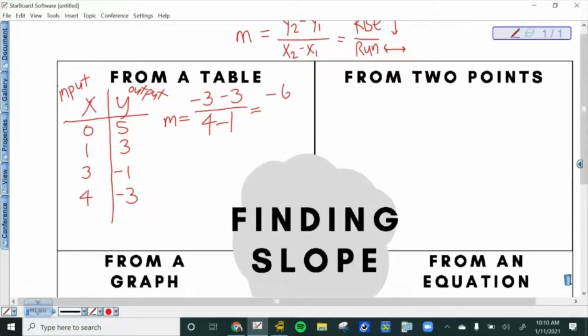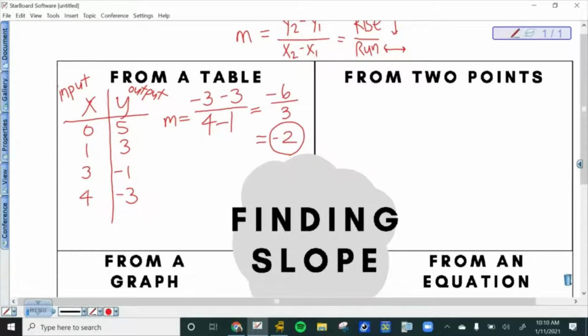-6. And what's 4 minus 1? 3. Remember, slope has to be written in the simplest form. How do I simplify this? Yeah, -2. We just divide it. -6 divided by 3 is -2. So -2 is my slope. This is how we find the slope from a table. Any questions on that?